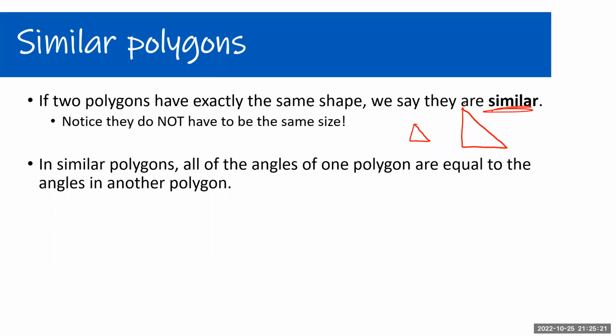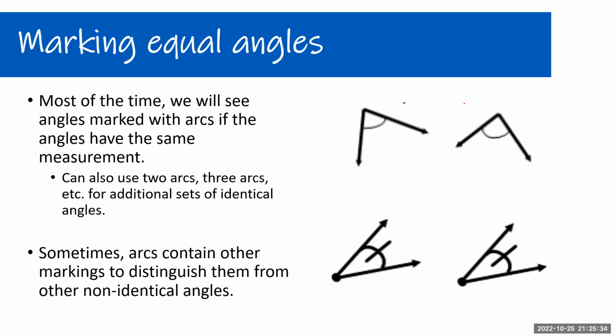What makes them similar is that all of the angles are equal to the angles in another polygon, okay? So each of the angles has a corresponding angle. How do we know if angles are equal? Well, most of the time we're going to see the angles marked with arcs. And arcs are just these little curls right here. So this angle and this angle, they both have a single arc. So that means that they are going to be congruent, okay? That means that this angle measurement is equal to this angle measurement, okay?